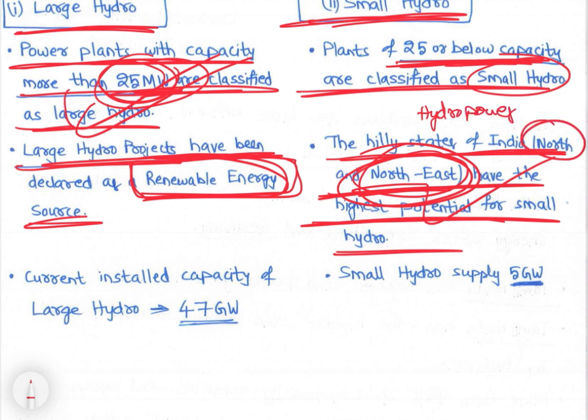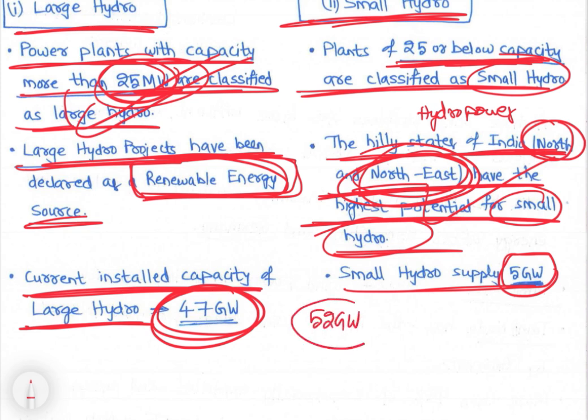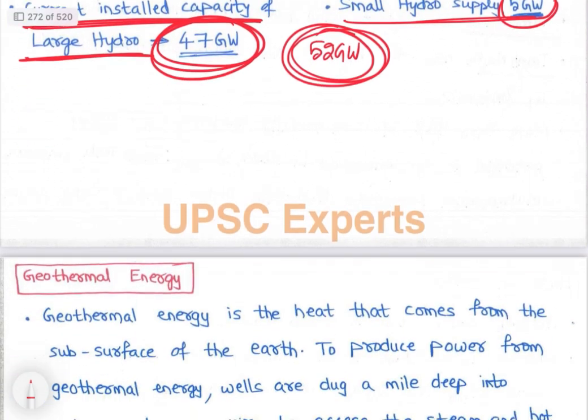right? So north and northeast, that is Uttarakhand, right? Where there are hilly areas and water flow too, right? There especially small hydropower projects have potential. Small hydropower supplies 5 gigawatts. The current installed capacity of large hydro is 47 gigawatts. So in total, 52 gigawatts of energy we are getting from hydropower, right? So that is with respect to hydropower.